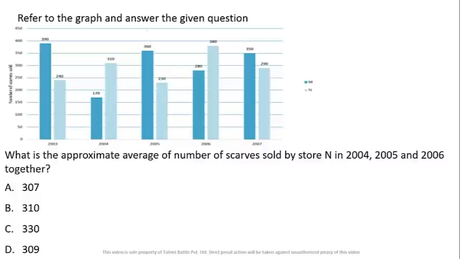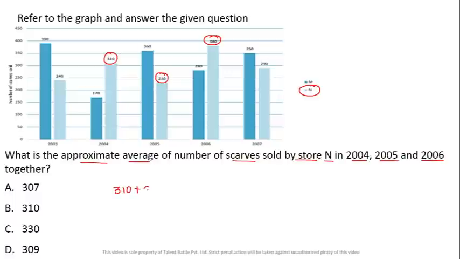Refer to the graph and answer the following questions. What is the approximate average number of scarves sold by store N in 2004, 2005 and 2006 together? N is the light blue color. In 2005 it is 230, in 2006 it is 330, and in 2004 it is 310.